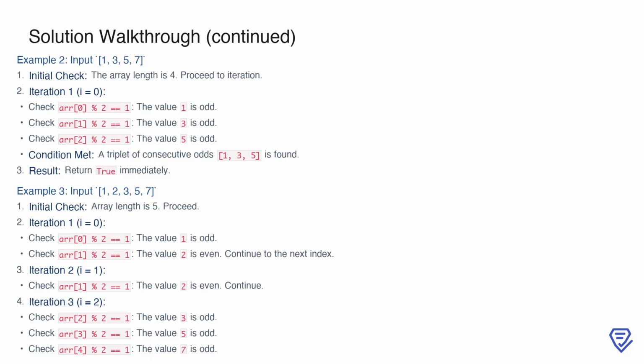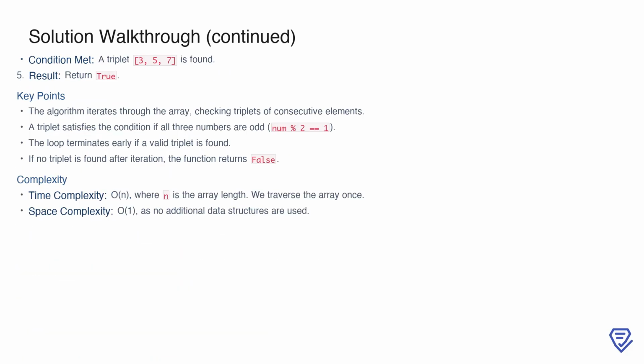On the third iteration, when i equals 2, we check if 3 is odd, and it is. Then, we check if 5 is odd, which it is, and finally, we check if 7 is odd, which is also true. This confirms that a triplet of consecutive odd numbers, 3, 5, 7, is found, and we return true.